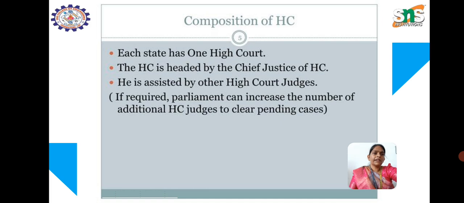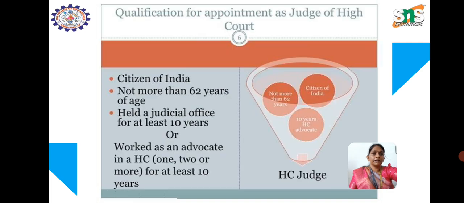The high court is headed by the Chief Justice of the High Court, and he is assisted by other high court judges. If required, Parliament can also increase the number of additional high court judges to clear the pending cases. So each and every state has one high court, and the Chief Justice is the head of the high court, and he can be assisted by various other judges also, and they are nominated by the Parliament.